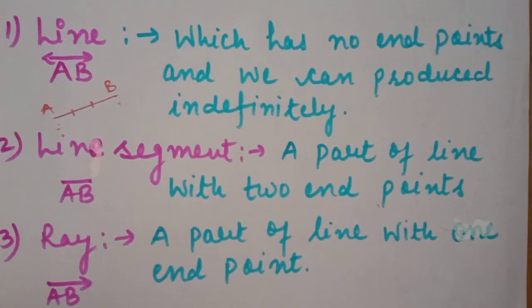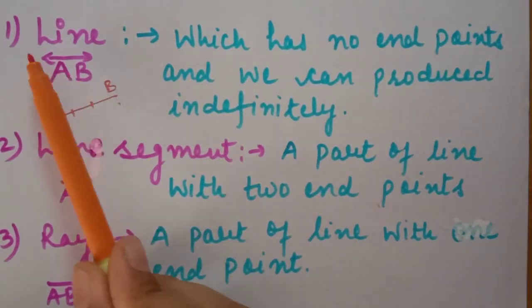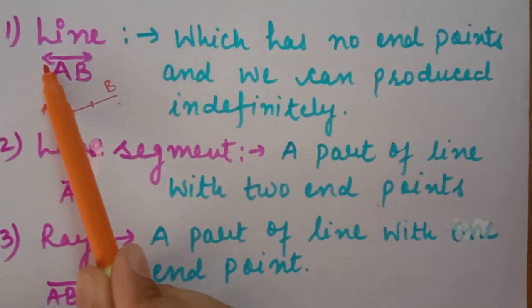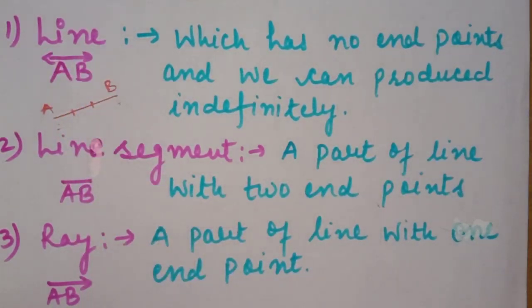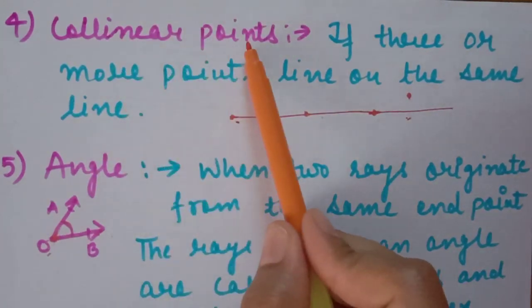So students, we can write a line like this. We have a line with no end. We can produce it on both sides. We mark these two types of marks. It shows that we can produce this line from both ends. Line segment with two end points, we cannot produce this line. Ray. We have only one end point and we can produce this line from this side. These are the symbols.